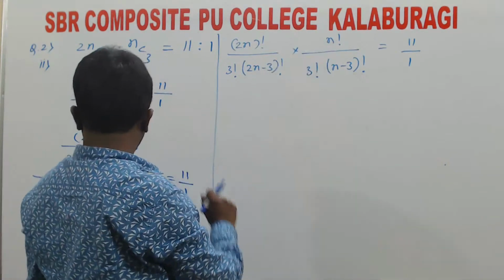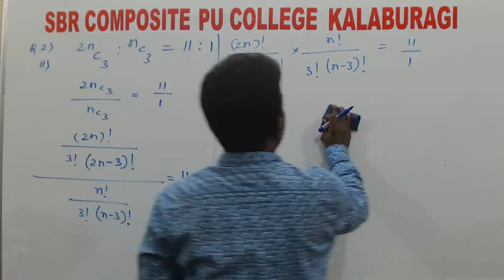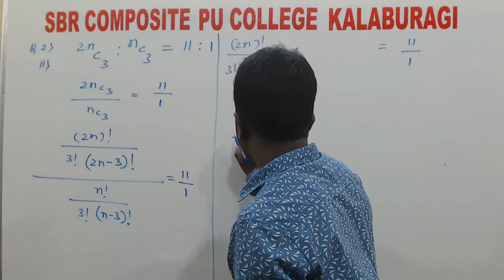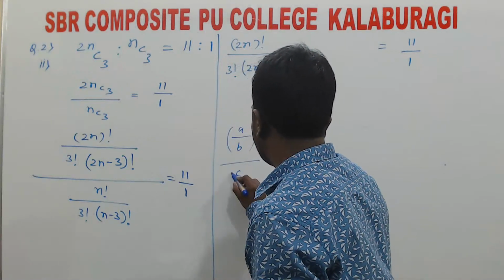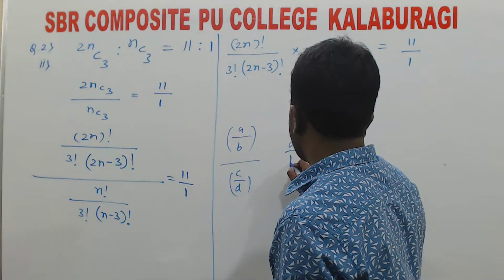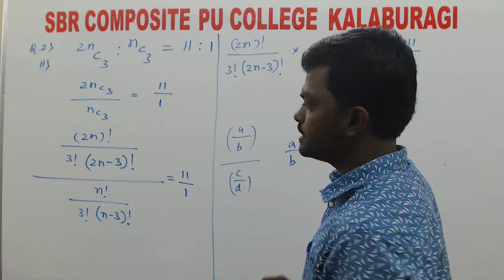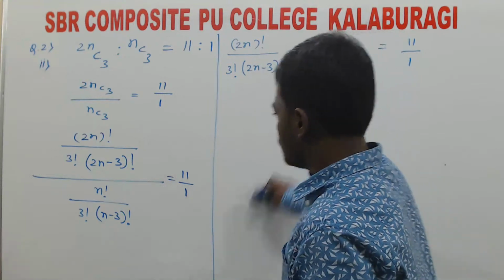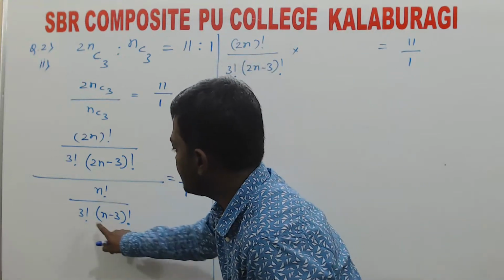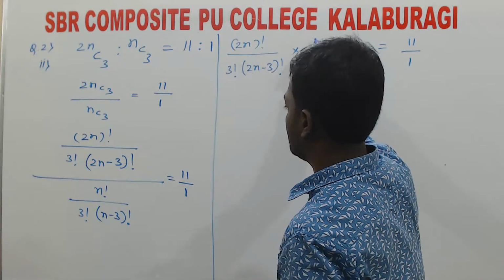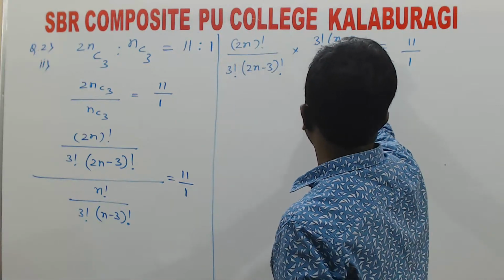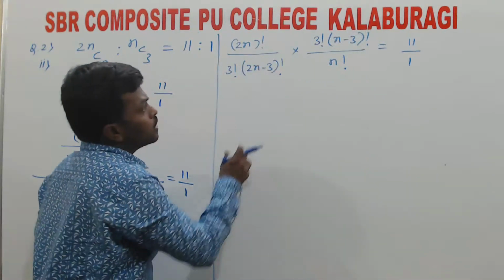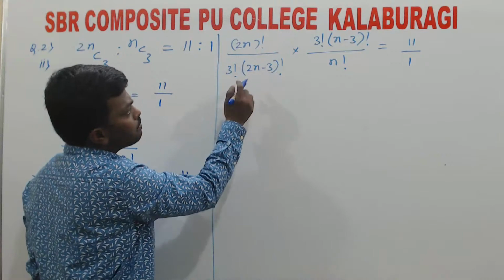Okay, so let me solve. Sorry, it's in the form of a by b whole divided by c by d, which can be simplified as a by b into d by c. Okay, so I missed that one. So now n factorial by 3 factorial into n minus 3 factorial becomes 3 factorial n minus 3 factorial whole divided by n factorial. Okay, so now just look at the terms and keep on simplifying.